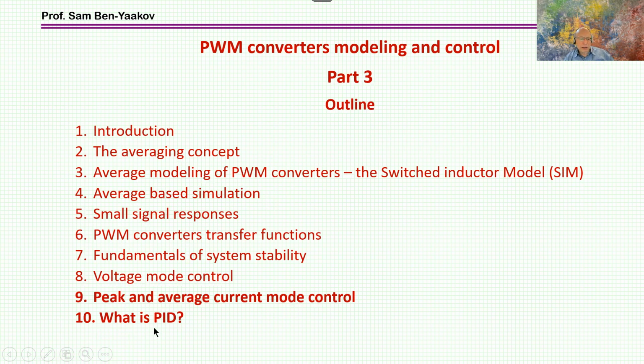And then finally, I'm going to talk a little bit about PID, which is sometimes used, and there is a confusion here, what it is and how is it related to what we are talking about. So I'm going to cover this one too. While talking about the peak and average current mode, I'm going to repeat the whole issue of average modeling, how to build the model, and how to do the control, so that perhaps it'll be better understood and visualized, while talking about the current mode.